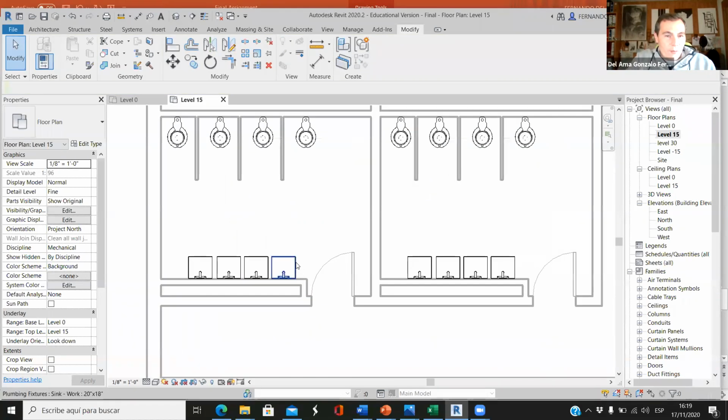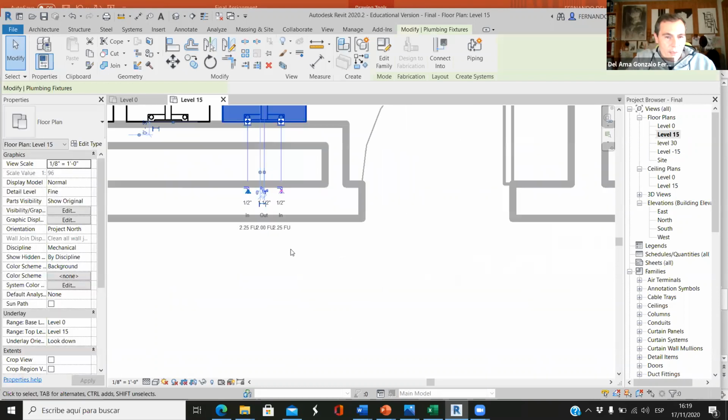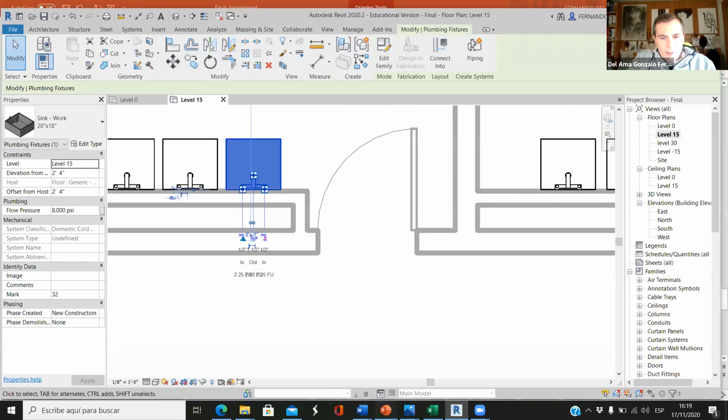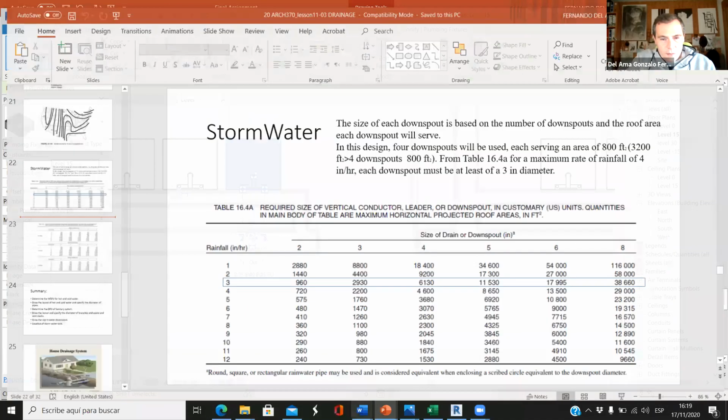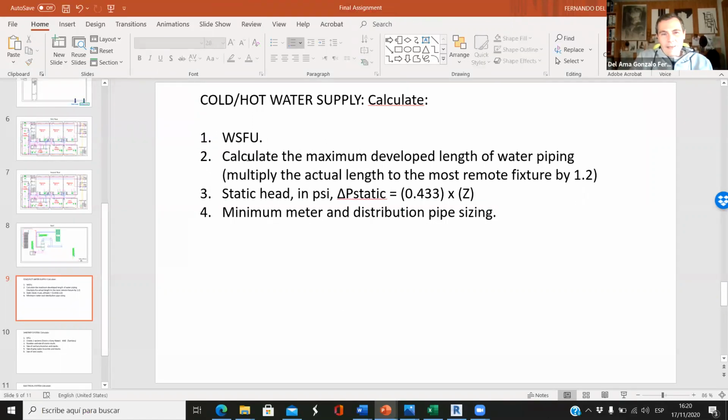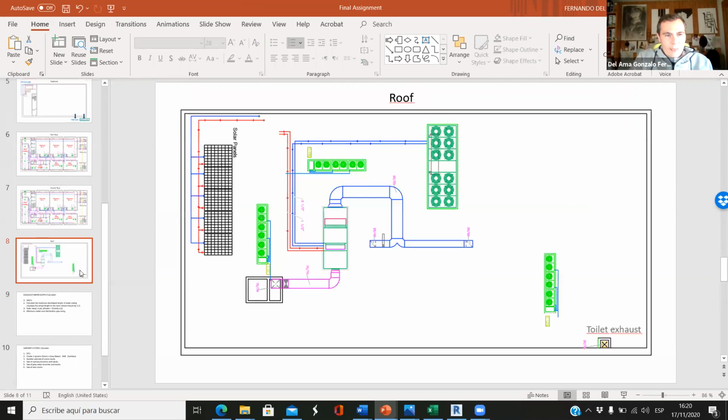You don't have to go over the table because Revit provides us with this information. Here each sink has 2.25 fixture units. So for the first question, the water supply fixture units, we have 16 toilets, 16 lavatories. Then calculate the maximum developed length of water piping. We have to multiply the actual length to the most remote fixture by 1.2. Here we have to understand the building.